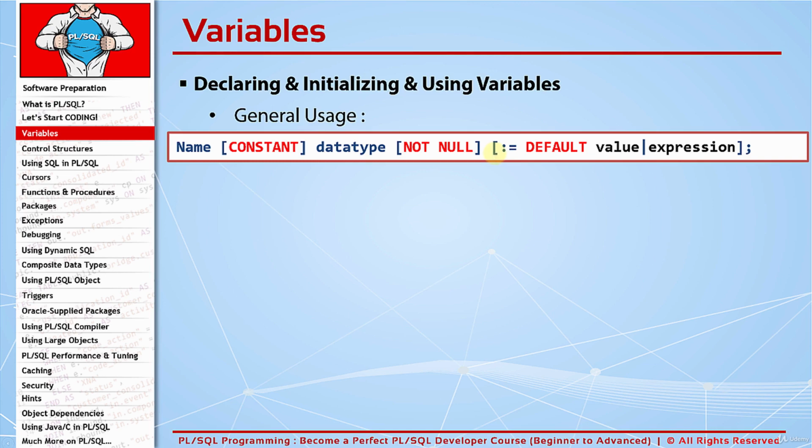Maybe you know, most programming languages use only an equal sign to assign a value to a variable, but a single equal sign is used for comparison in PL/SQL. So be careful about that. Initializing means assigning a value on the first declaration, and the default keyword. If your variable is not assigned any value, then the default value is automatically assigned to your variable.